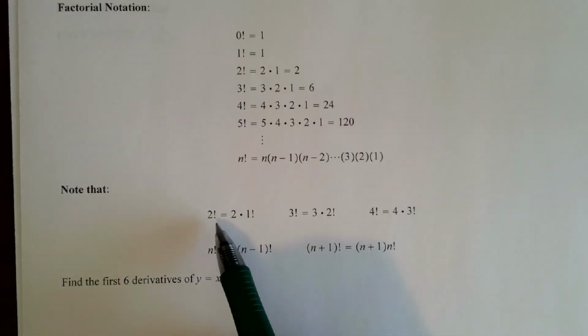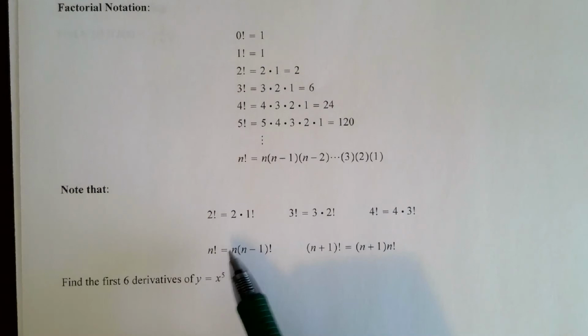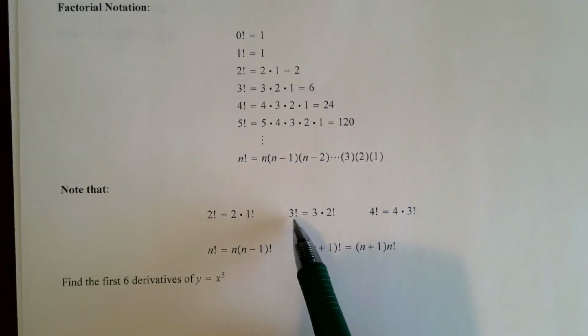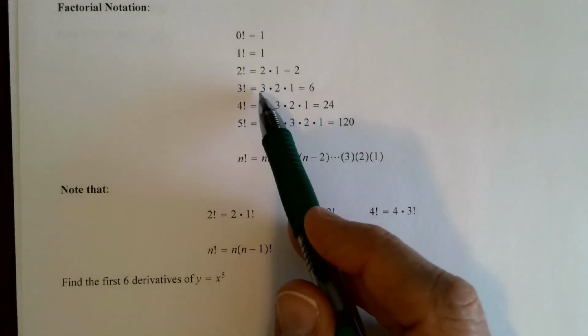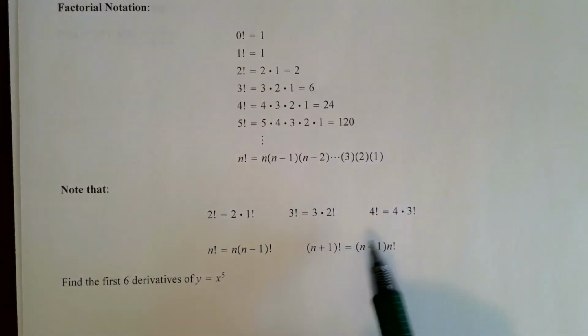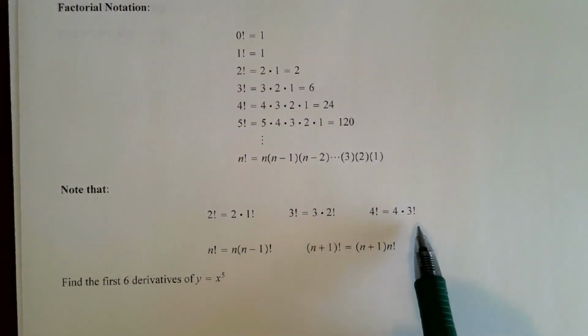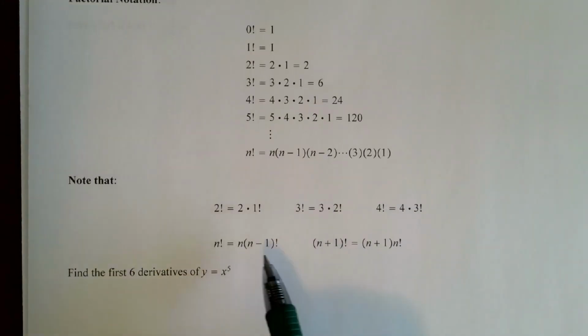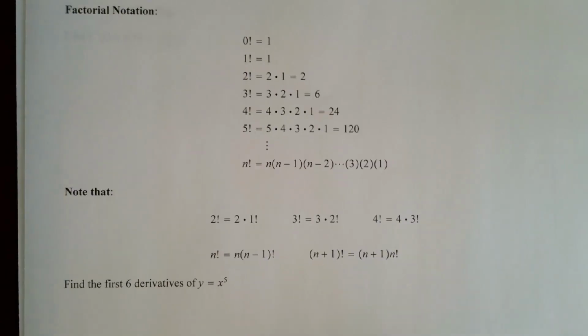Note this, that 2 factorial is just 2 times 1 factorial. And 3 factorial would just be 3 times 2 factorial. And 4 factorial is 4 times 3 factorial, and so on. So we have these two relationships in general, which are very nice and helpful.